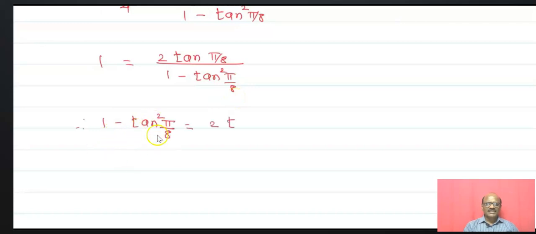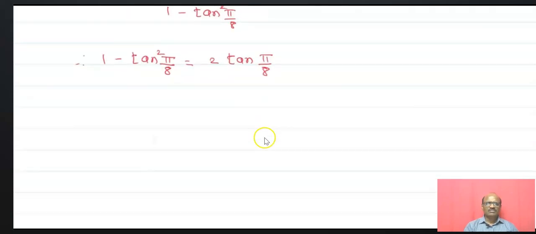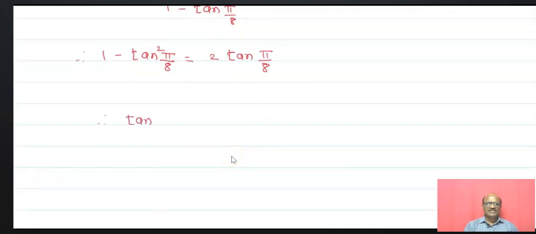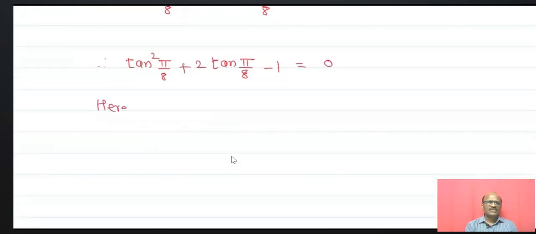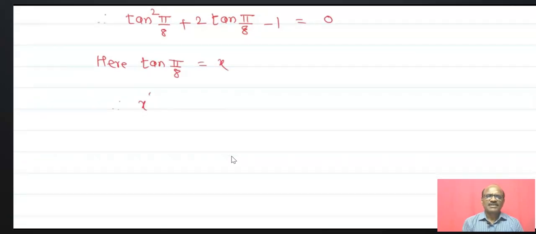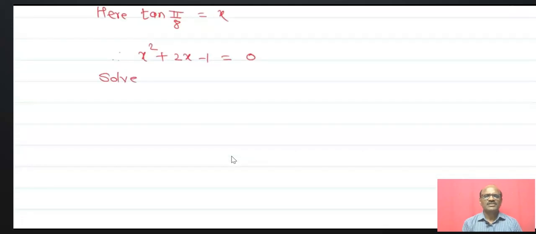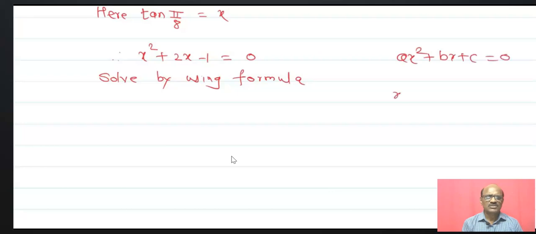And that's why 1 minus tan square pi by 8 is equal to 2 tan of pi by 8. That is, tan square pi by 8 plus 2 tan of pi by 8 minus 1 equals 0. And now this is a quadratic equation in tan of pi by 8. That is, x square plus 2x minus 1, and we will solve this equation by using the formula x is equal to minus b plus or minus root of b square minus 4ac.